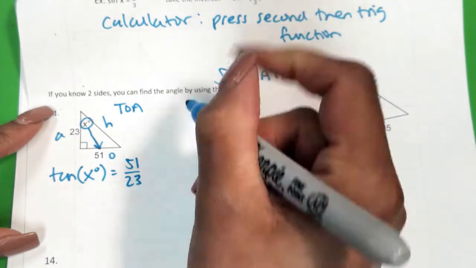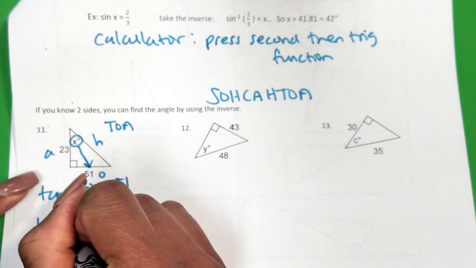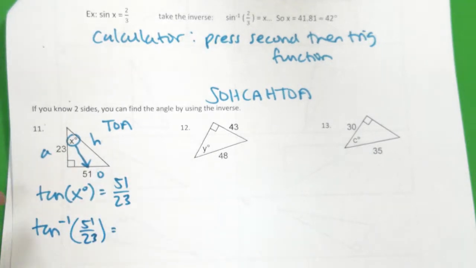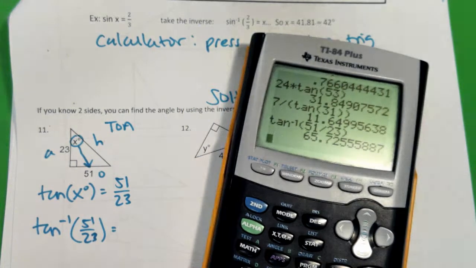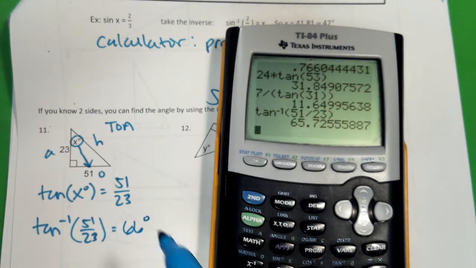And so I need to take the inverse of that like I did in my example. So when I do that, I'm really taking the inverse tan of 51 over 23. And in my calculator, I have second tan of 51 divided by 23. And so my angle measure is 65 degrees. Or if we're going to round all the way up to the whole number, it's 66 degrees. Okay, and so that's just one example, and we'll have more examples on finding angles.